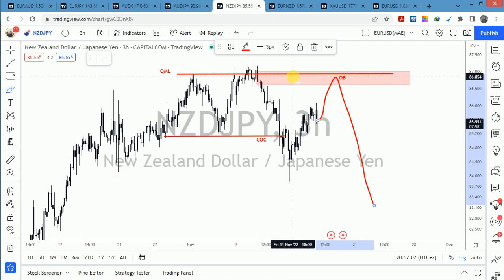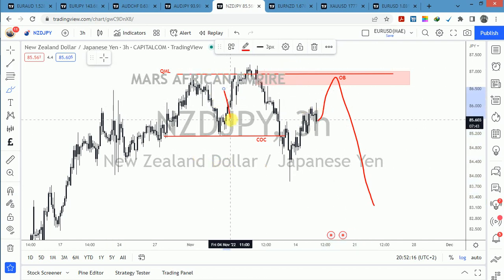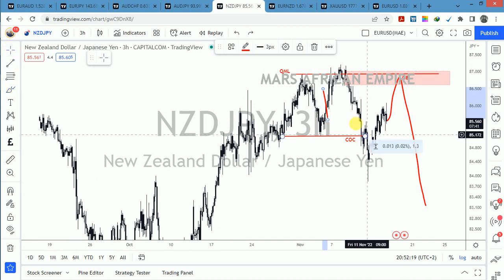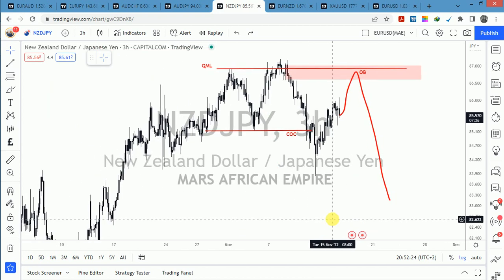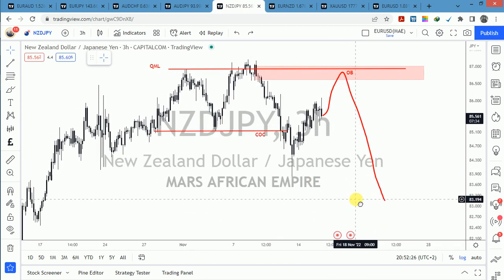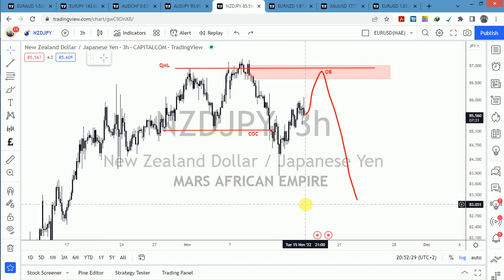So I'll be selling NZD JPY around 86.9. No, let me sell it around 86.8, and then the stop loss will just be above this last high. So that is NZD JPY. Something like this is what I'm going to be doing on NZD JPY. Simple as that. Sell at 86.8, stop loss above, and then we drop.